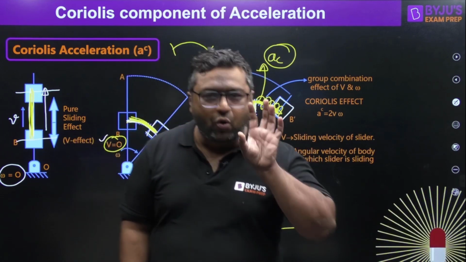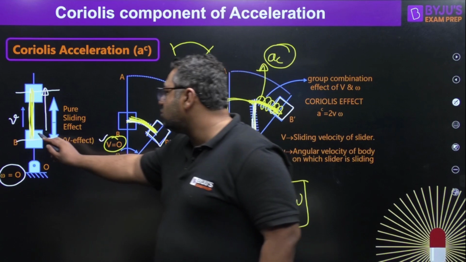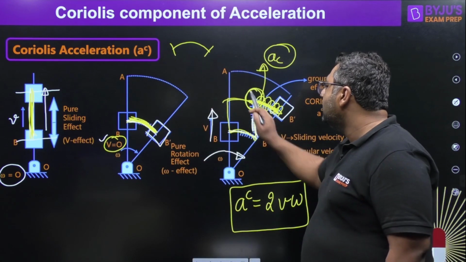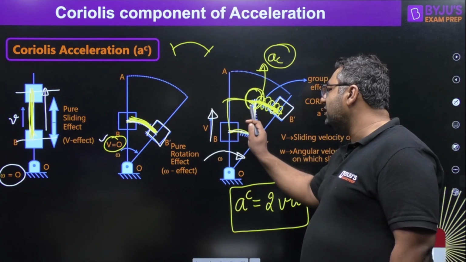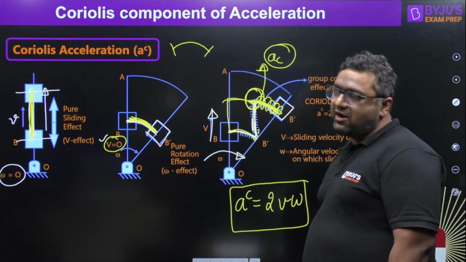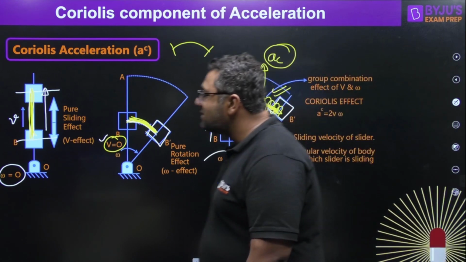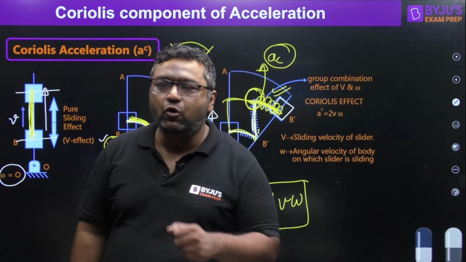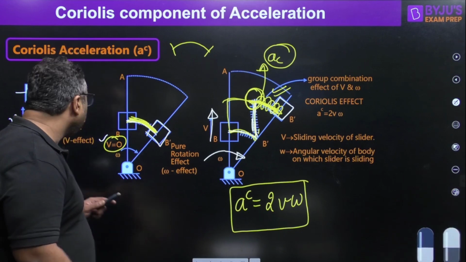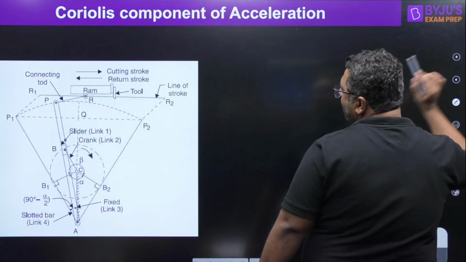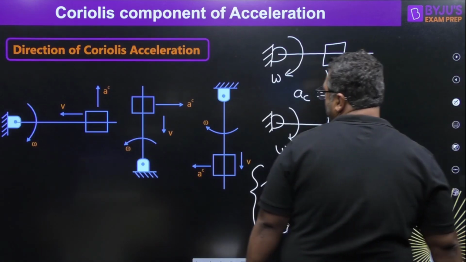If you have only a slider, you give that much translation, that much rotation, then the slider would be reaching here only, whether you give translation first, rotation after, or rotation first, translation after. But Coriolis will result in this extra motion. So my dear, this is said to be the Coriolis component of acceleration. Now we are left with the direction part. Let us see how to find out the direction of the Coriolis component of acceleration.